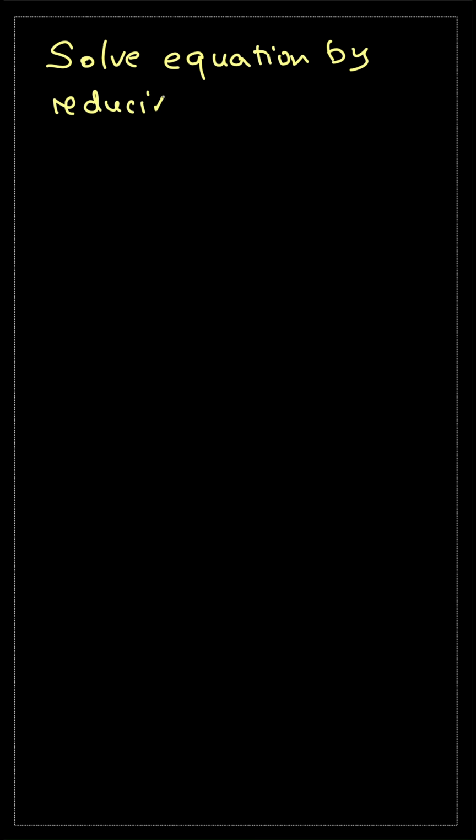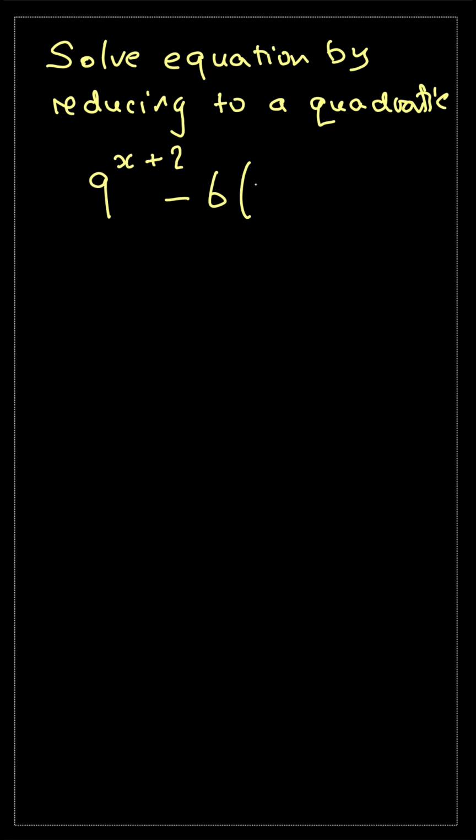Enjoy. Hi guys, we're going to be solving an equation by reduction to a quadratic. So let's write that down. Solve equation by reducing to a quadratic. So our example is 9 to the x plus 2 minus 6 times 3 to the x plus 1 plus 1 equals 0.